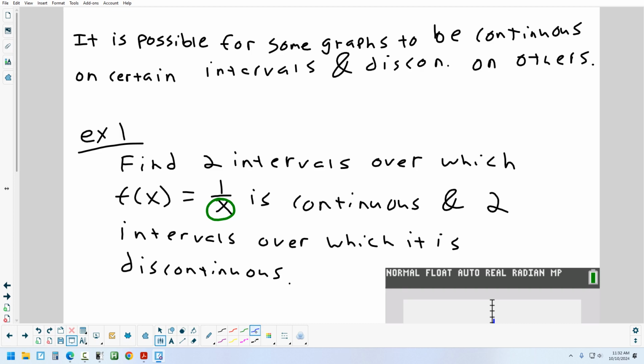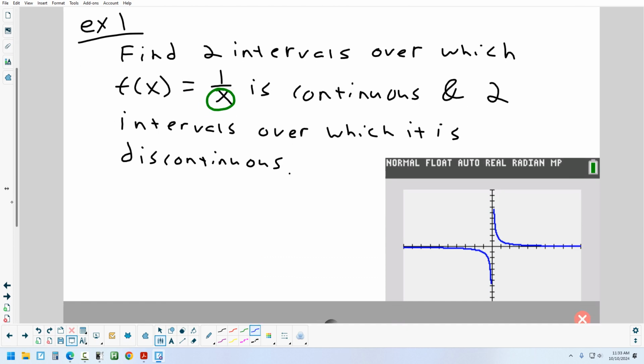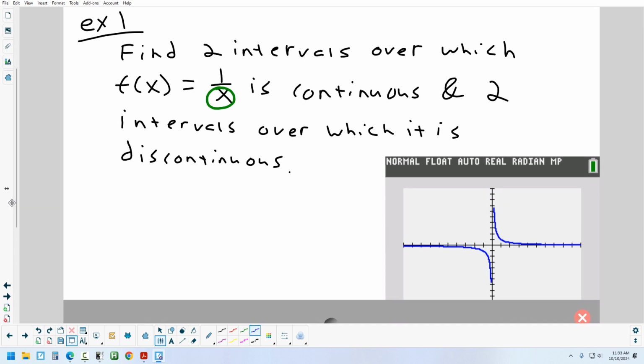The calculator doesn't do a great job with it because it starts to get a little too steep. But this part really should just keep going up and get closer. And this should keep going down, getting closer. There are asymptotes in this graph. We're going to talk more about those in chapter 4. But that's what it should look like.